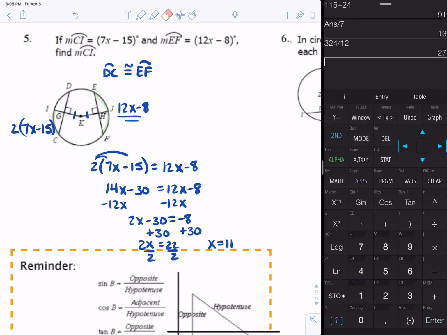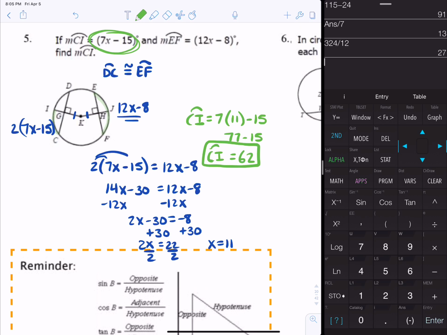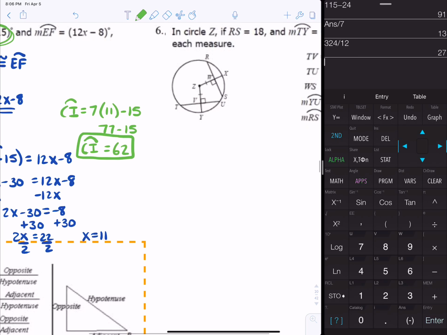And so that was 7x minus 15. So now I'm going to plug it back in. So arc CI is 7 times 11 minus 15. So 7 times 11 would be 77 minus 15 would equal 62. And it's the arc, so I'm going to put the little arc symbol there. That's it for number 5. Let's look at number 6.